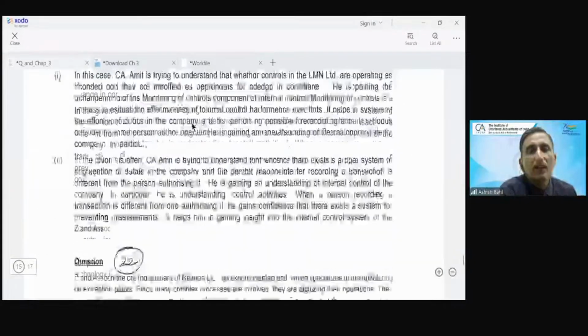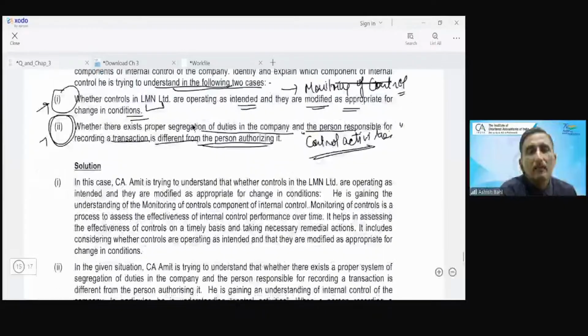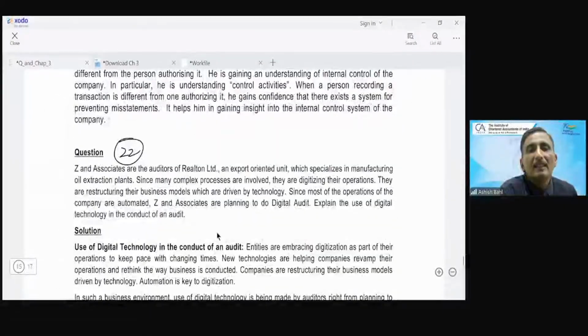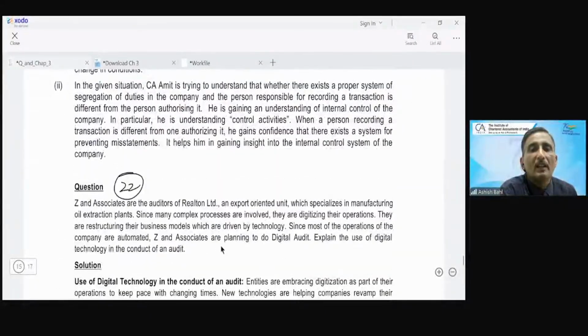So this is what is written here. Now, this is another question on digital audit. Now, what is digital audit? You have to write here the benefits of digital audit. One small paragraph is given in your module, benefits of digital audit.